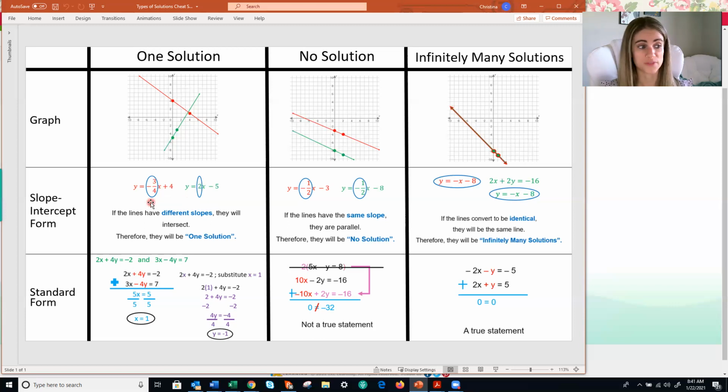So if you notice that your two lines in slope-intercept form have different slopes, this first one has a slope of -3/4. The second one has a slope of 2. Those are different numbers. Therefore, they have different slopes and they're going to cross. It will be one solution.